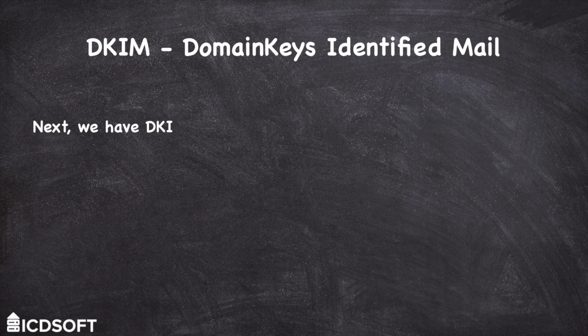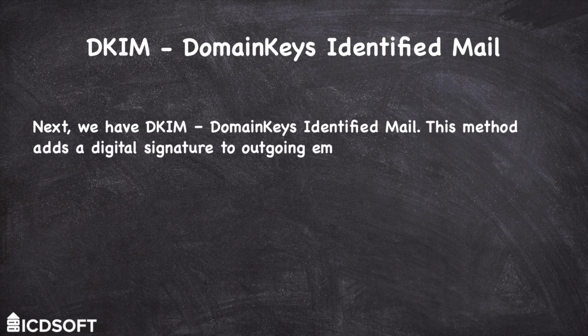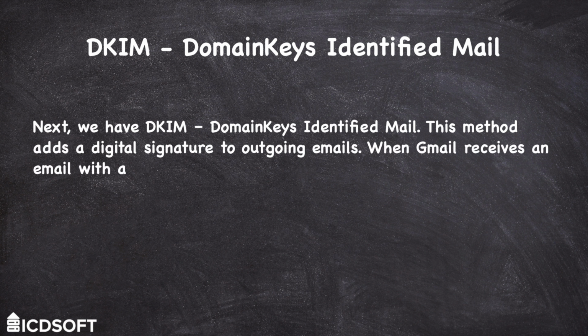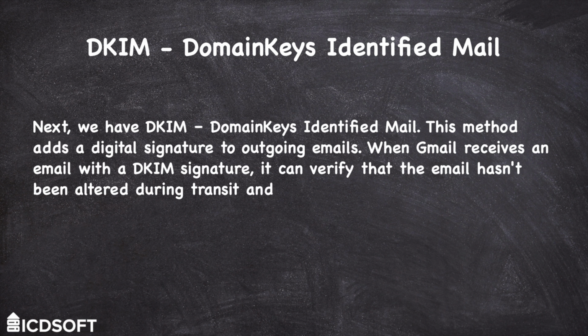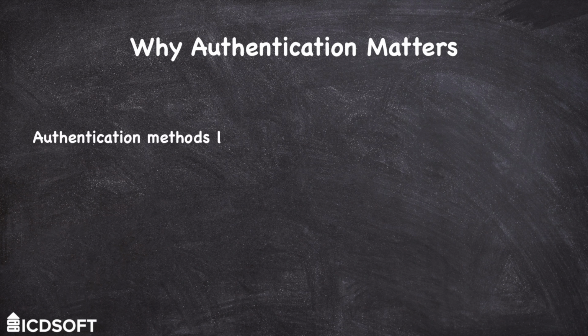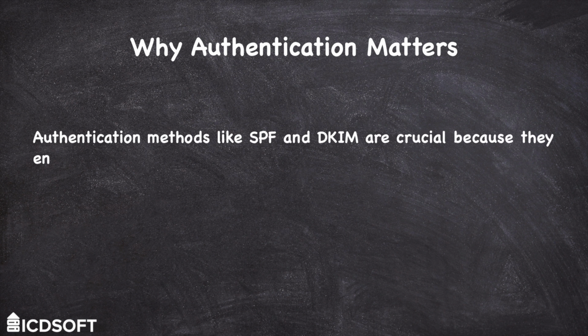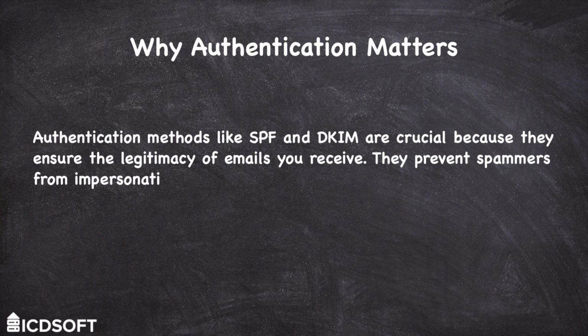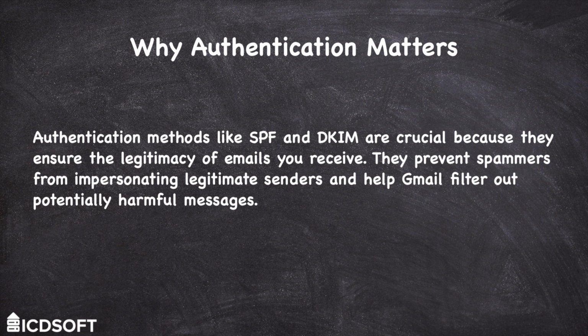Next we have DKIM, DomainKeys Identified Mail. This method adds a digital signature to outgoing emails. When Gmail receives an email with a DKIM signature, it can verify that the email hasn't been altered during transit and that it indeed comes from an authorized sender. Authentication methods like SPF and DKIM are crucial because they ensure the legitimacy of emails you receive. They prevent spammers from impersonating legitimate senders and help Gmail filter out potentially harmful messages.